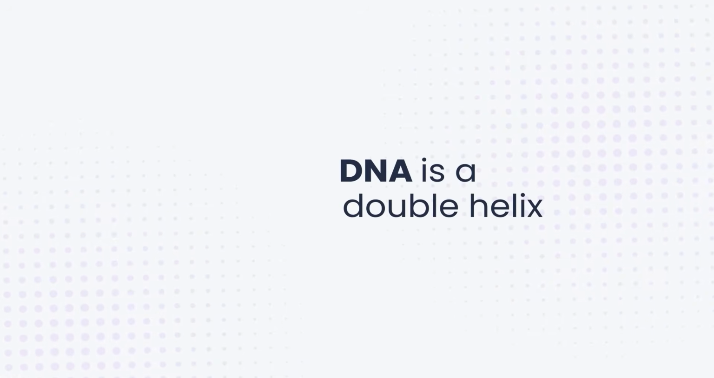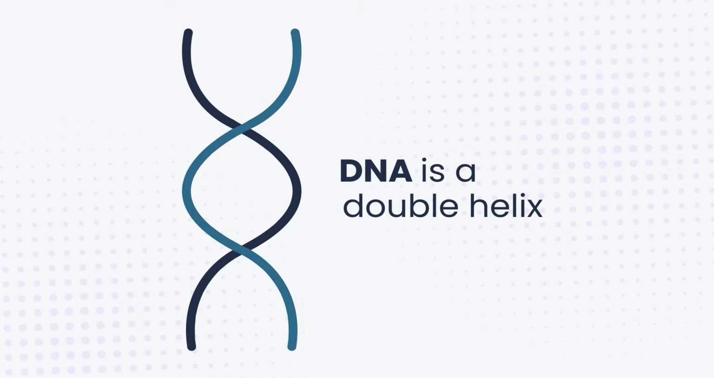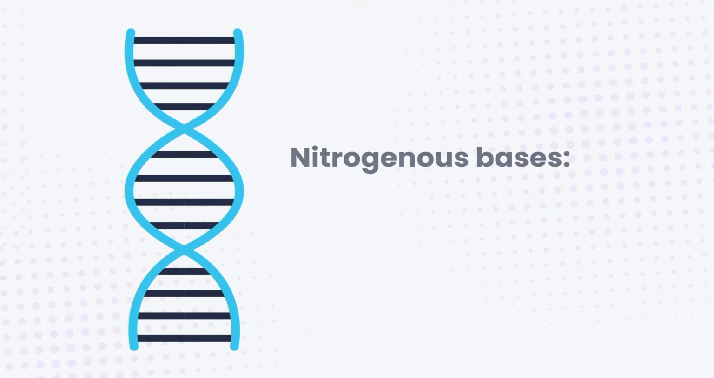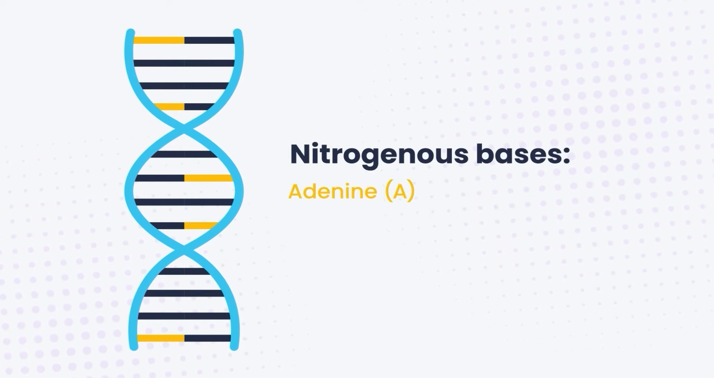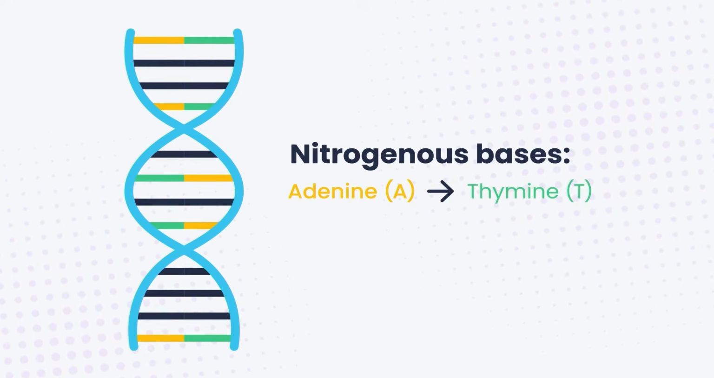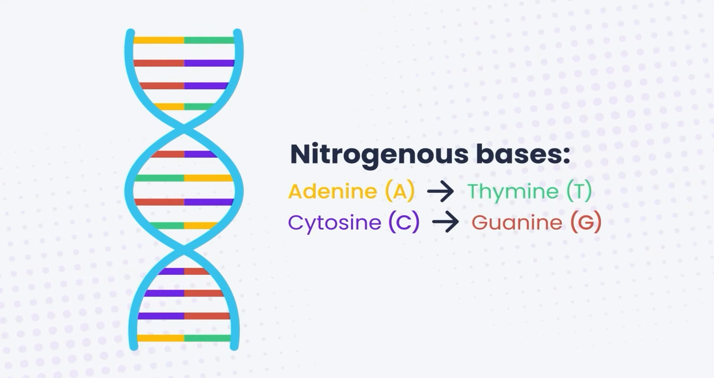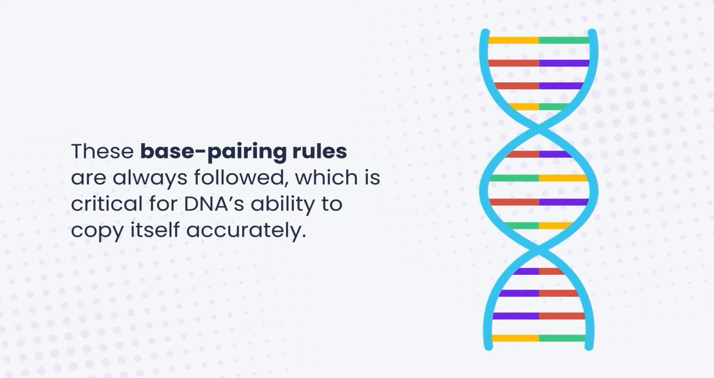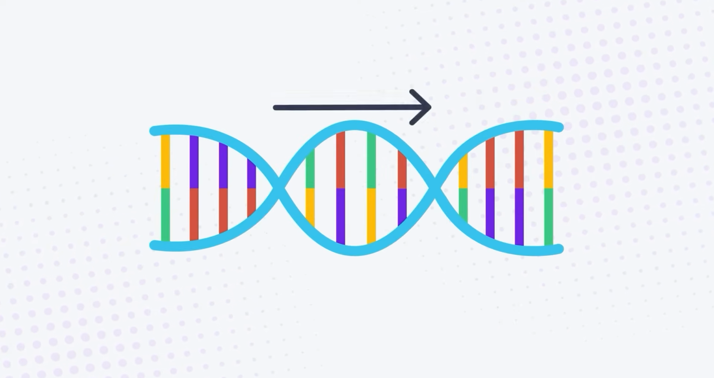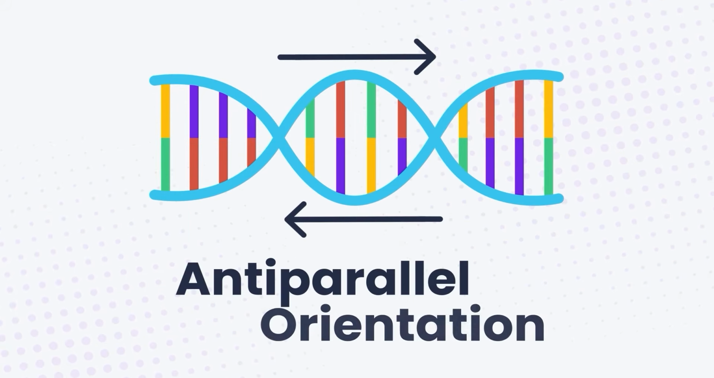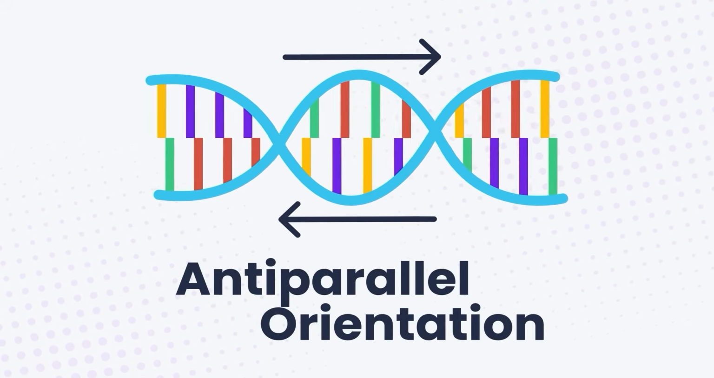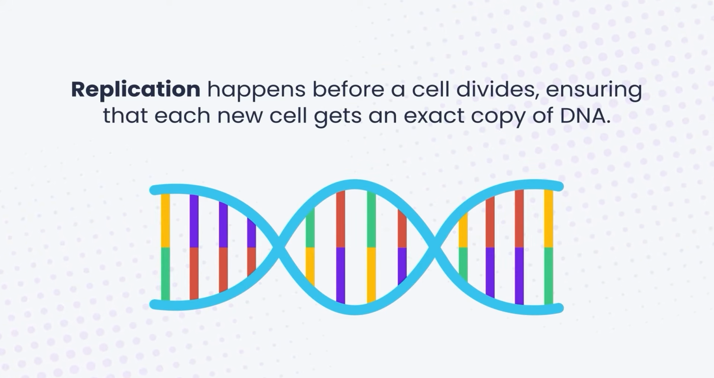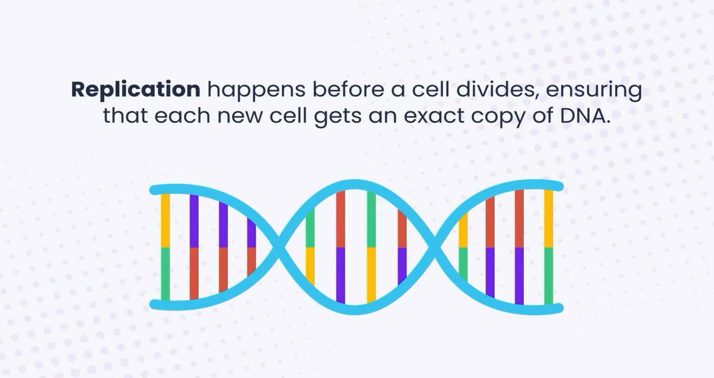DNA is a double helix, meaning it's made of 2 strands twisted around each other like a spiraled ladder. The rungs of this ladder are made up of nitrogenous bases. Adenine, A, pairs with thymine, T, and cytosine, C, pairs with guanine, G. These base pairing rules are always followed, which is critical for DNA's ability to copy itself accurately. The strands run in opposite directions, something called anti-parallel orientation, which just means one strand is upside down compared to the other.